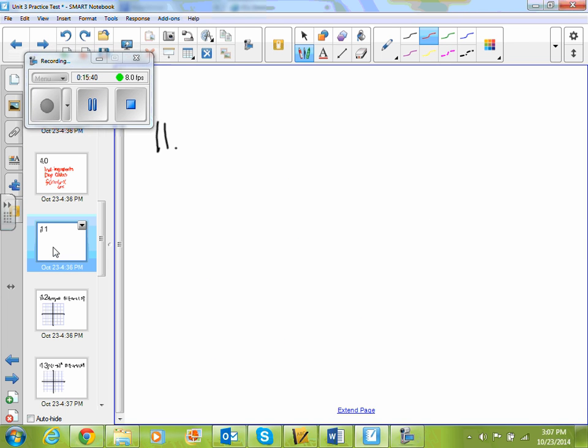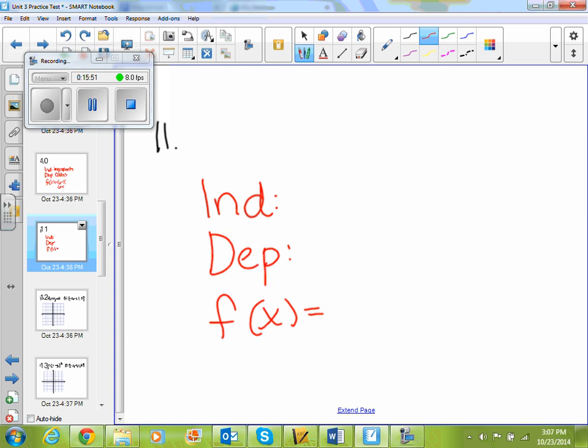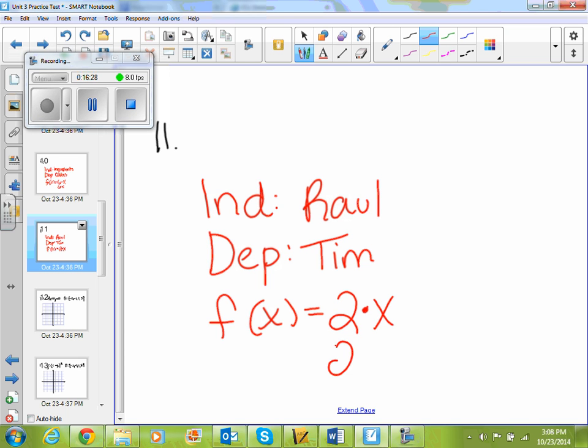Alright, if I look at number 11, I'm talking about CDs that Tim buys and CDs that Raul buys. So it says Tim will buy twice as many CDs as Raul. So which one of those is independent? Meaning they can buy as many CDs as they want. Raul, right? He's independent because he gets to shop as much as he wants. Tim, on the other hand, has to buy twice as many CDs as Raul always. Okay? So the number of CDs Tim buys depends on how many CDs Raul buys first. And so then if we were going to represent that, we're going to have twice the number of CDs. So 2 times x or just 2x.